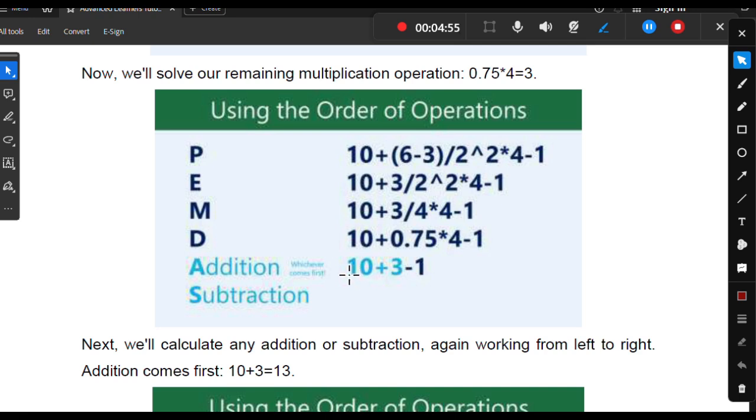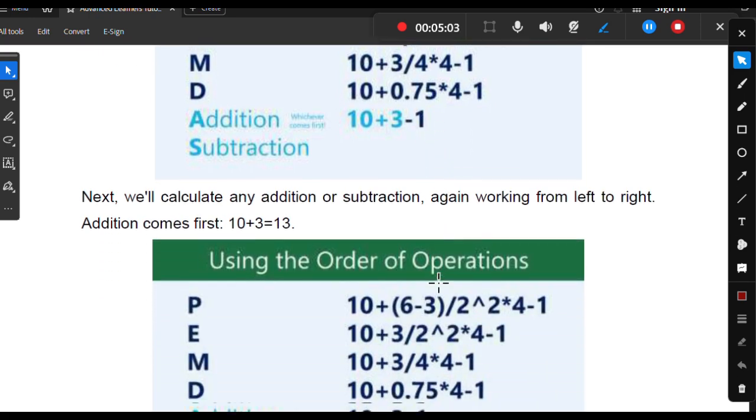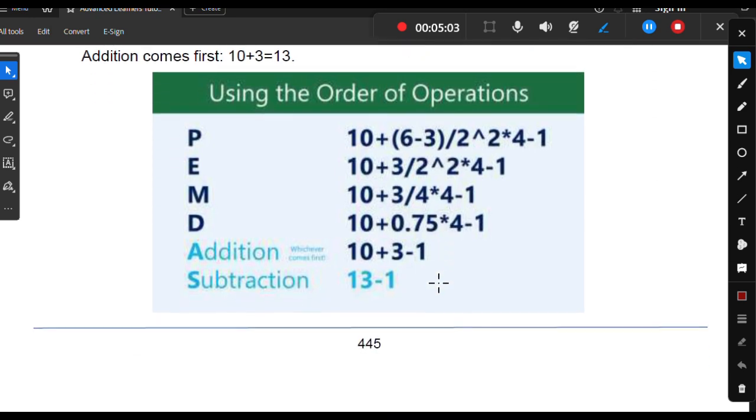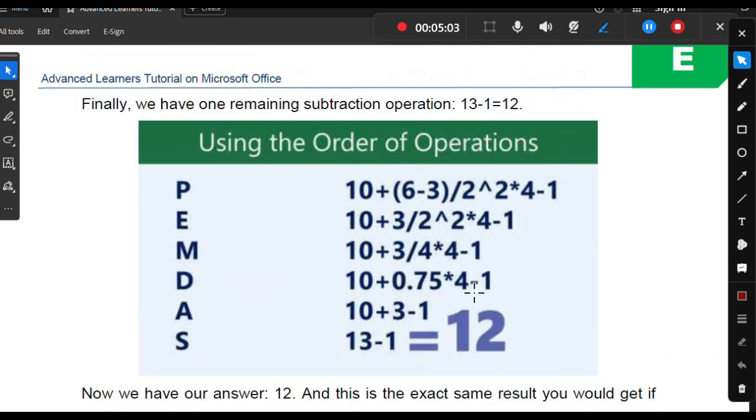So the addition, you now do 10 plus 3. Then the last one is subtraction, minus 1. 10 plus 3 is equal to 13 minus 1. The whole answer of all these things we are doing now is 12. Can you see it?